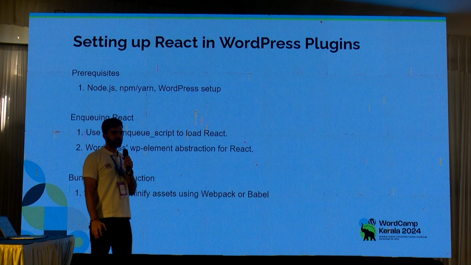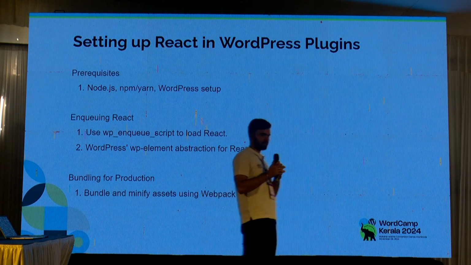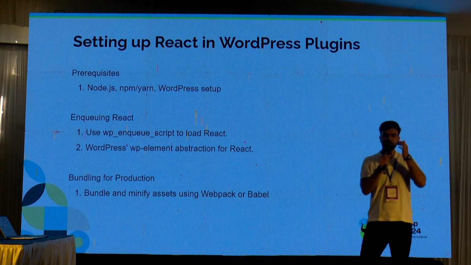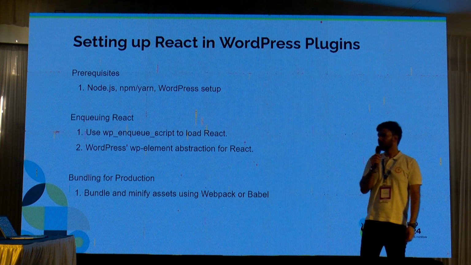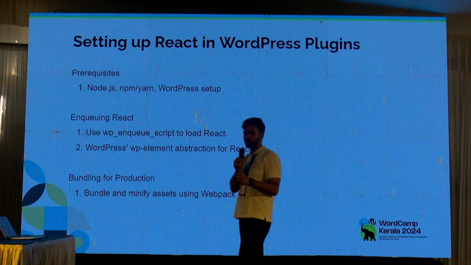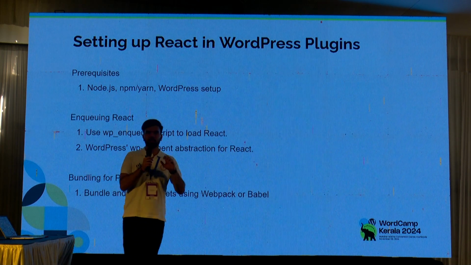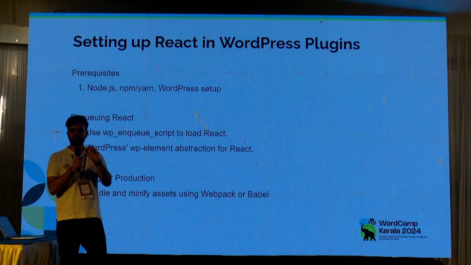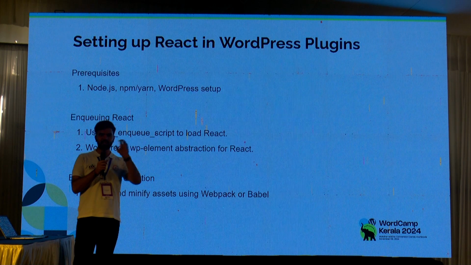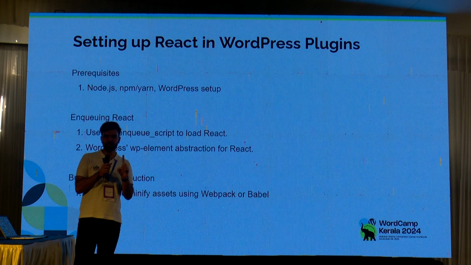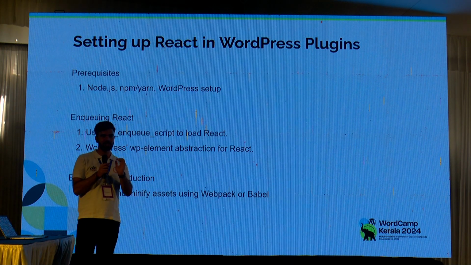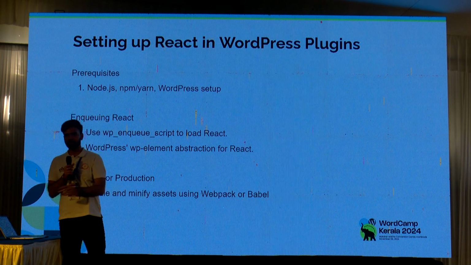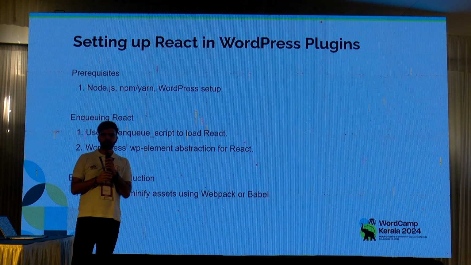Now the last part is bundling it for production. So you have Webpack or Babel. These are the two tools which you can use to bundle your React application for production. Like you can have separate components written, and you can use these tools. These will basically create a build in your plugin file only and create a single JS file in which your whole code base will be written and which is interpreted by your WordPress through this wp-element script. I hope it is clear to you all.